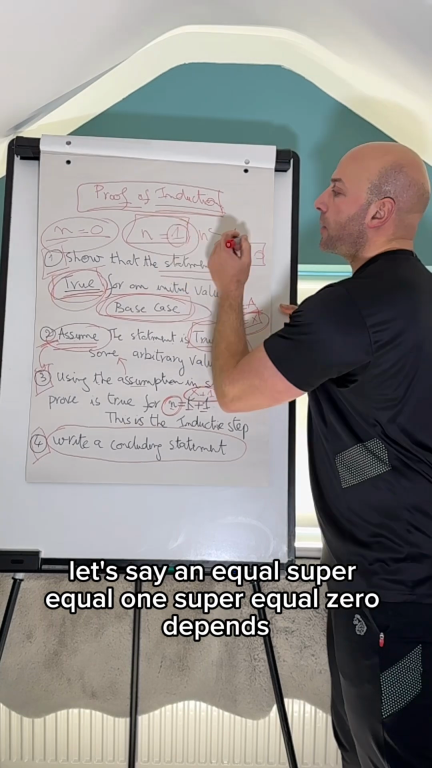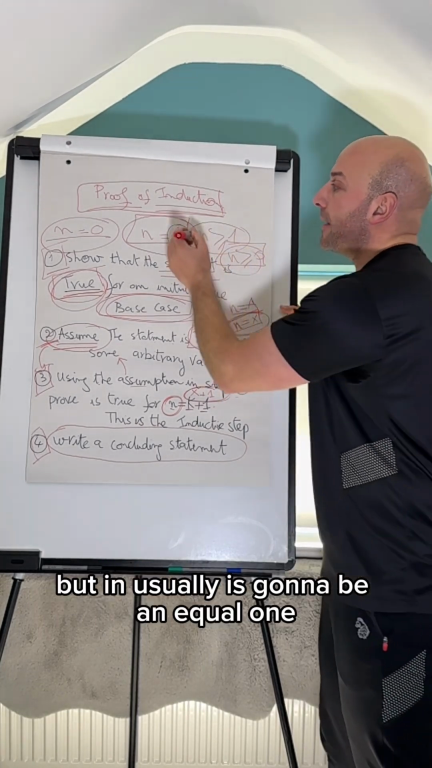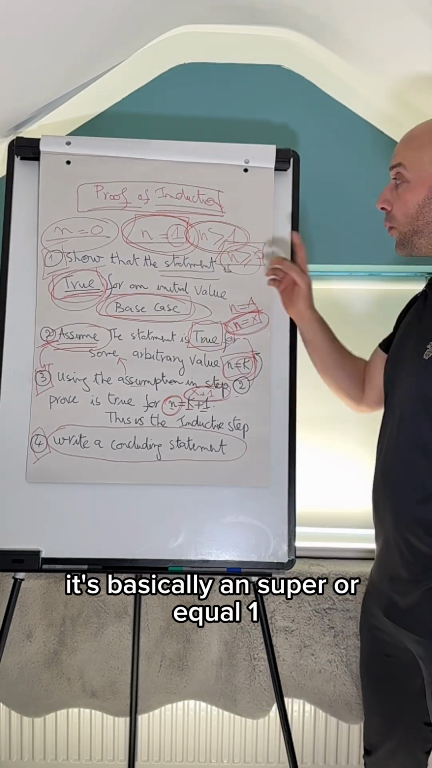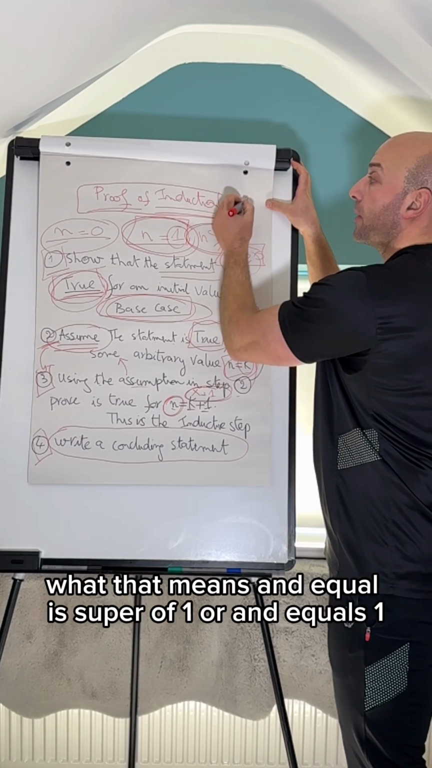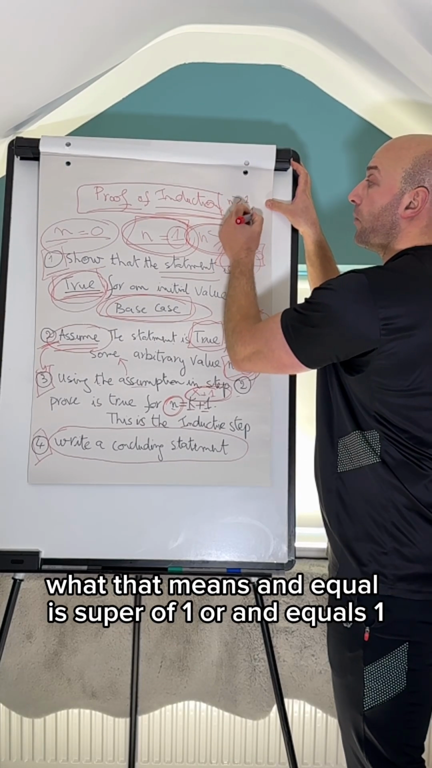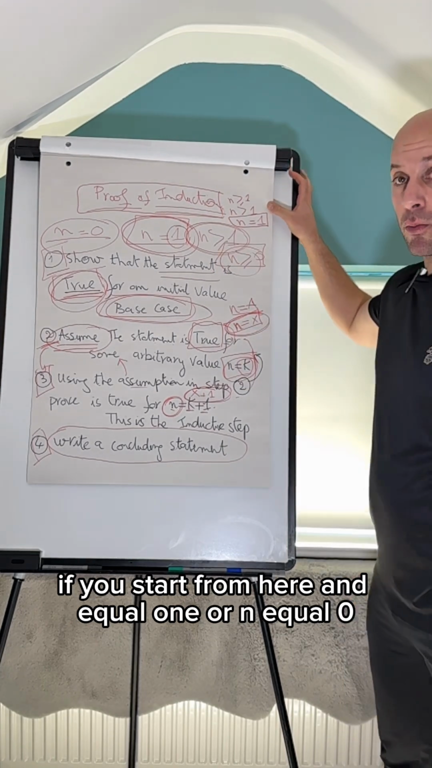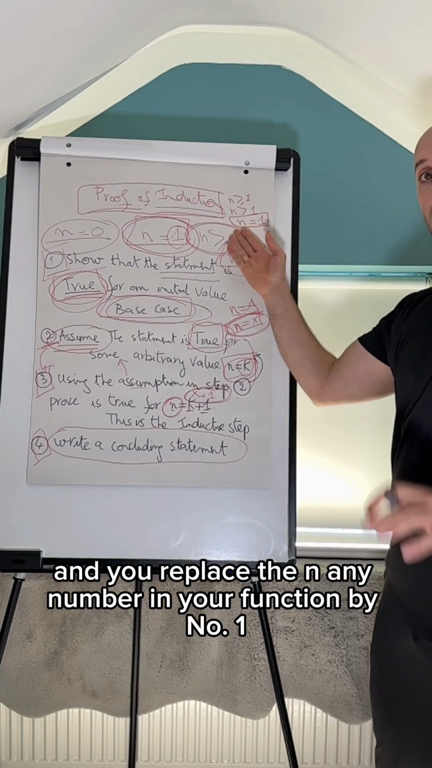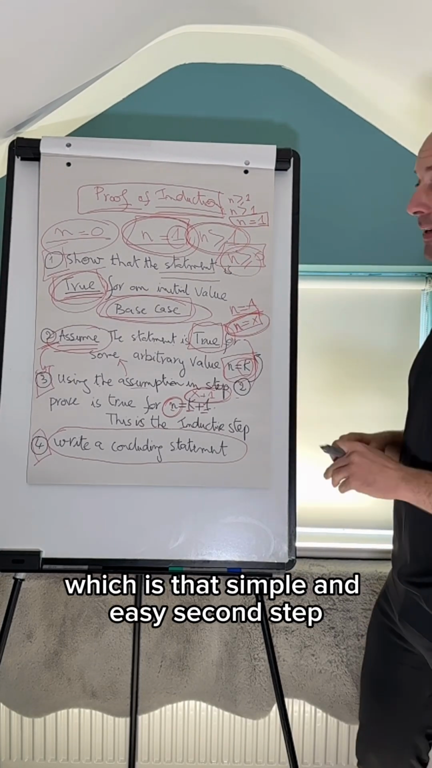Let's say n superior or equal to 1, or superior or equal to 0, it depends, but usually it's going to be n equal to 1. What that means is n is superior to 1 or n equals 1. You start from here, n equals 1 or n equals 0, and you replace the n, any number in your function, by the number 1, and you prove that it's correct, which is that simple and easy.